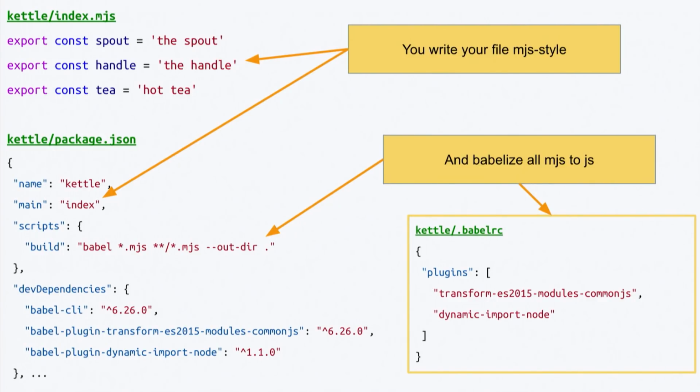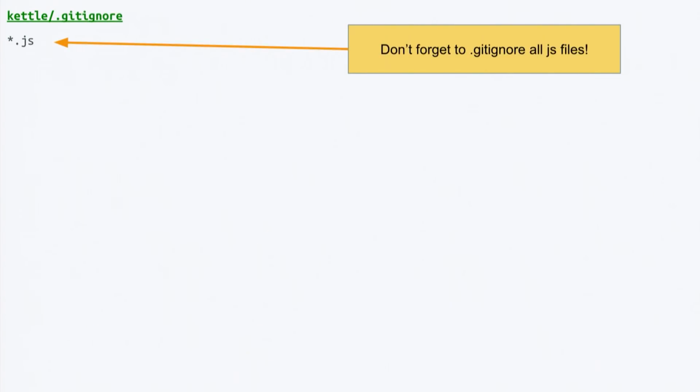It takes all the MJS files and turns them into JS files. So now index.mjs and all the other files are turned into index.js and all the other files. Very, very simple, in the same folders, by the way. So don't forget to git ignore the JS files, because they're built from source and not the source code themselves.